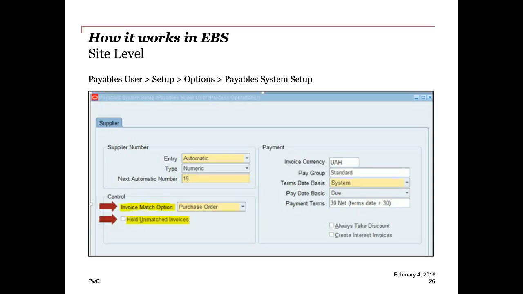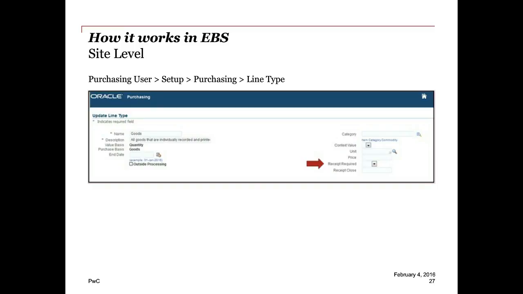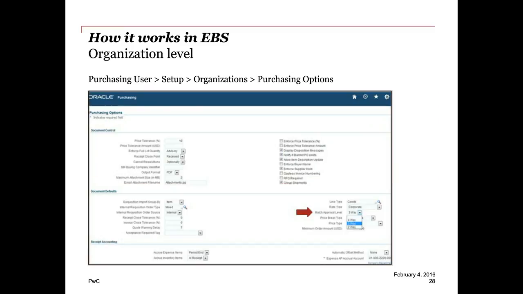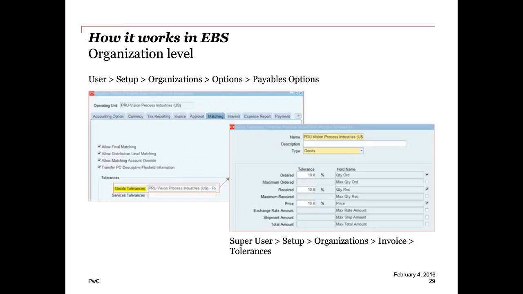So this is an example of the site level setting in the payable system setup. This is going to apply across the board. Here's another site level, and you can default your purchase orders to be two-way matching, three-way matching, or no matching. Then you go down to the organization level. You've got more configurations that you will configure for each of your operating units, whether or not it's going to require matching. And then again, there's more configurations at the organization level, and I think you get the point.